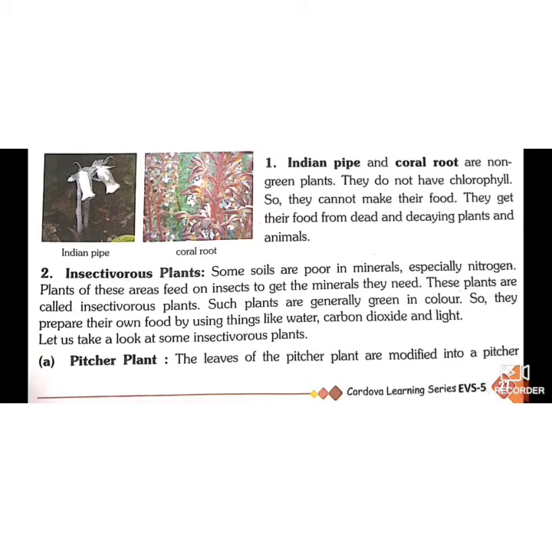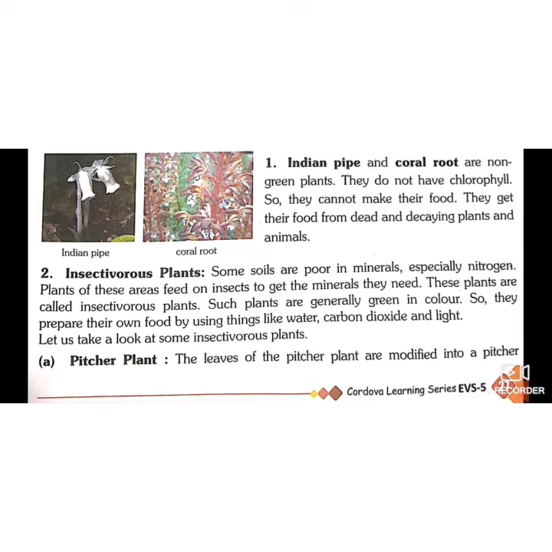First, Indian pipe, coral roots and mushrooms are the most common examples, which you have seen in your kitchen also. They are non-green plants. They don't have chlorophyll, so they cannot make their own food. But they get their food from dead and decaying plants. Yes, they get their food from dead plants and animals. So they are dependent on dead parts of plants and animals.